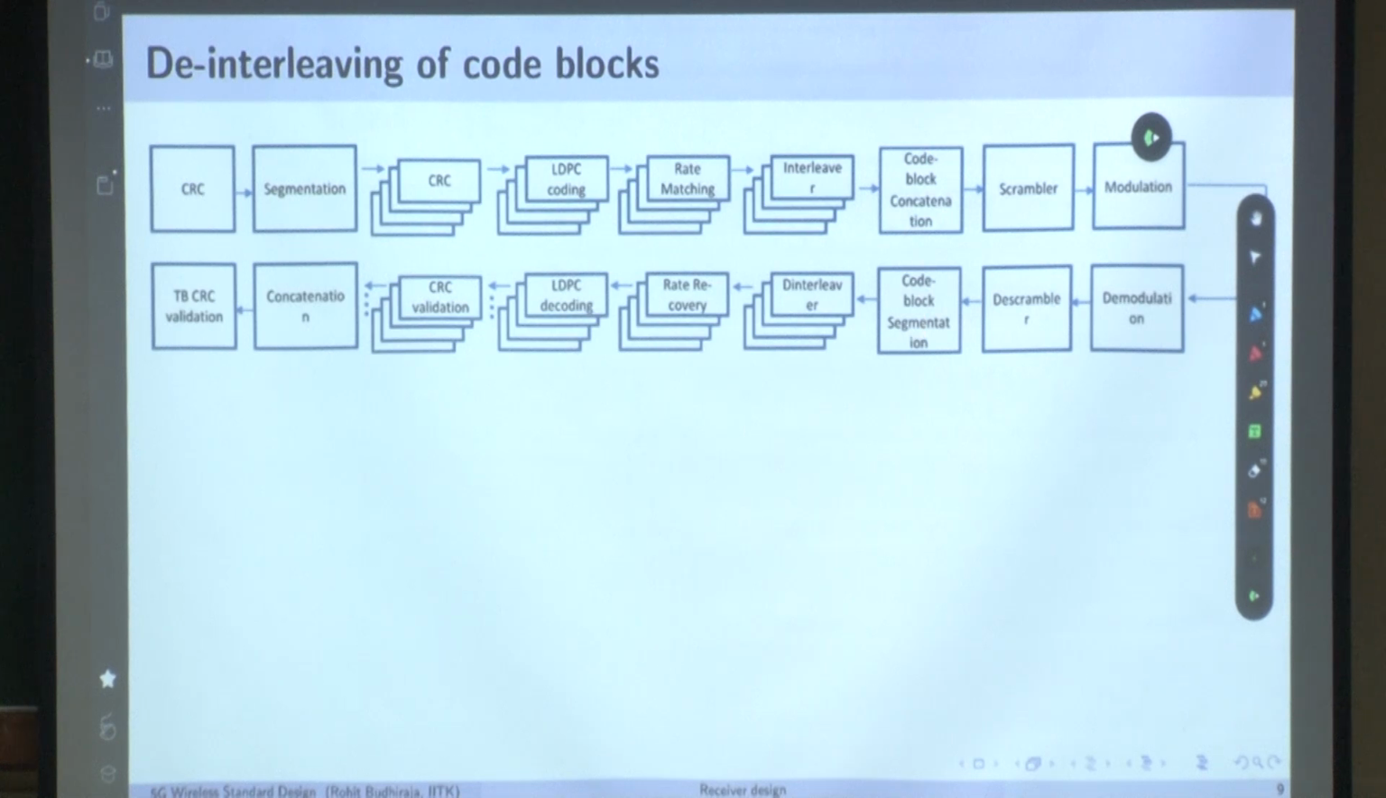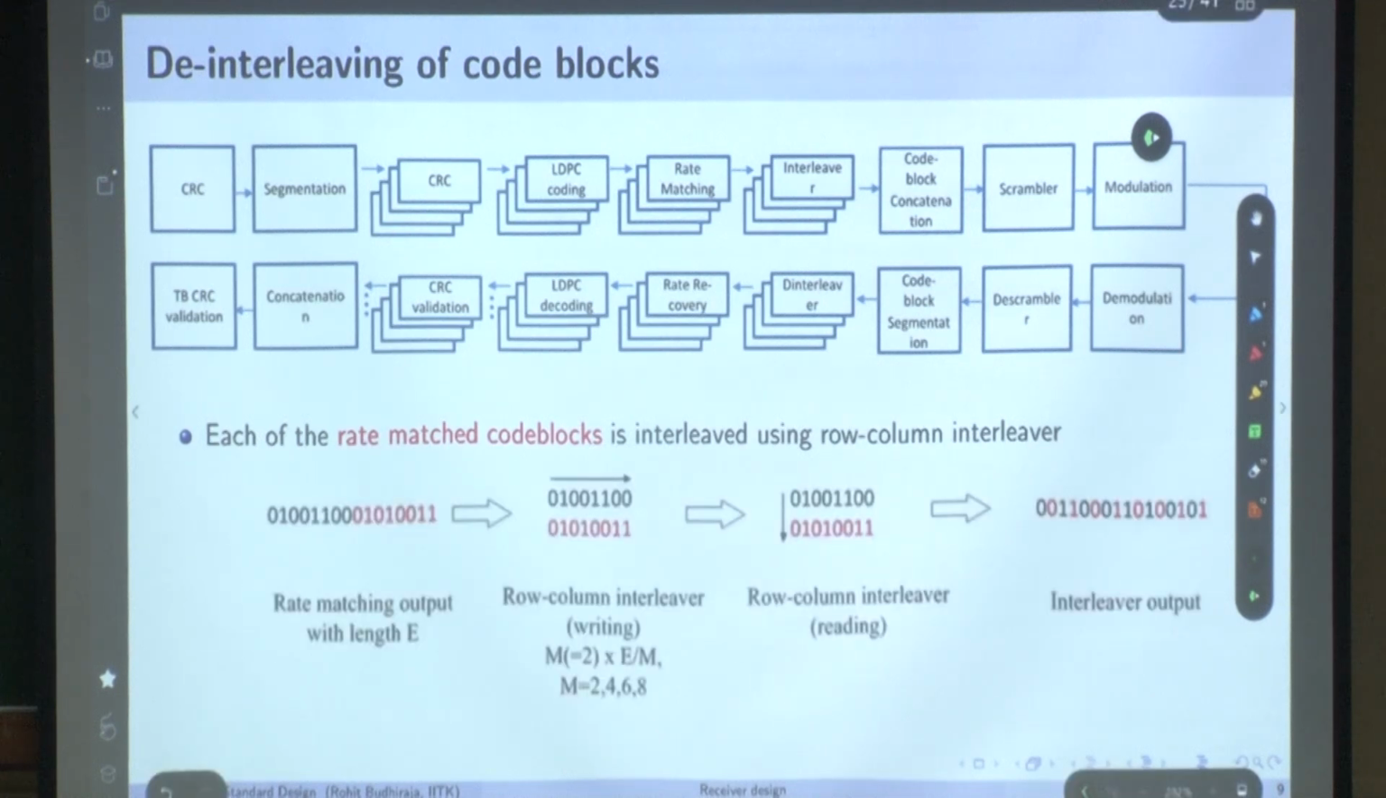Now this process has happened. You have how many code blocks? 4 code blocks. What do you need to do? De-interleaving, right? What is de-interleaving? You have to look at how interleaving is happening. You have to do the reverse processing of that. How was this interleaving done? It was interleaved using a row column interleaver. What did it do? This.